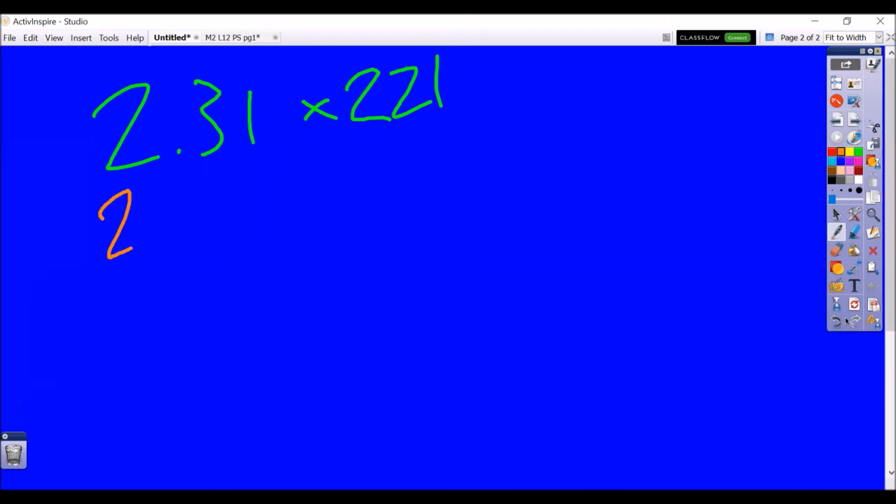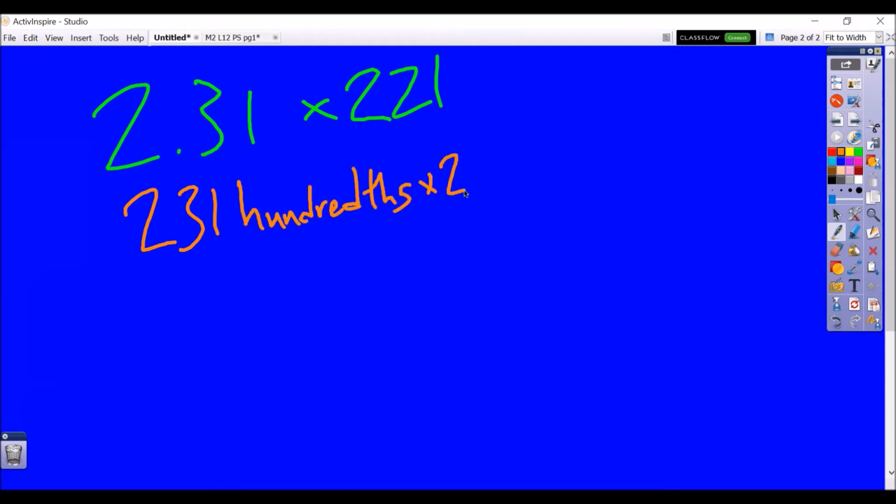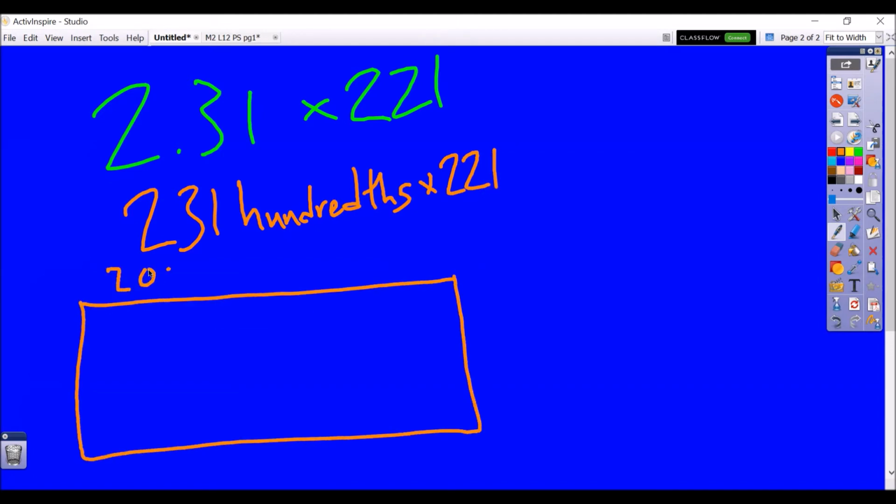Let's go ahead and do some more practices. Let's go ahead and do 2 and 31 hundredths times 221. Let's go ahead and convert it for those people, and for ourselves, let's convert it in our heads to hundredths. That's 231 hundredths times 221. And sometimes it even helps us to visualize the area model. So let's go ahead and visualize that. I'm drawing it out to visualize it.